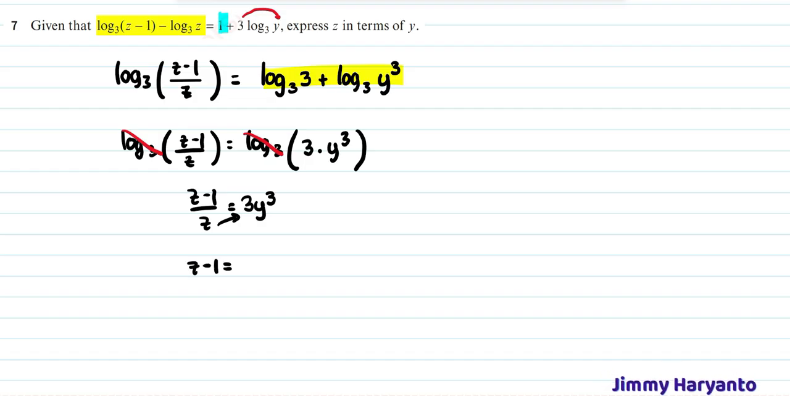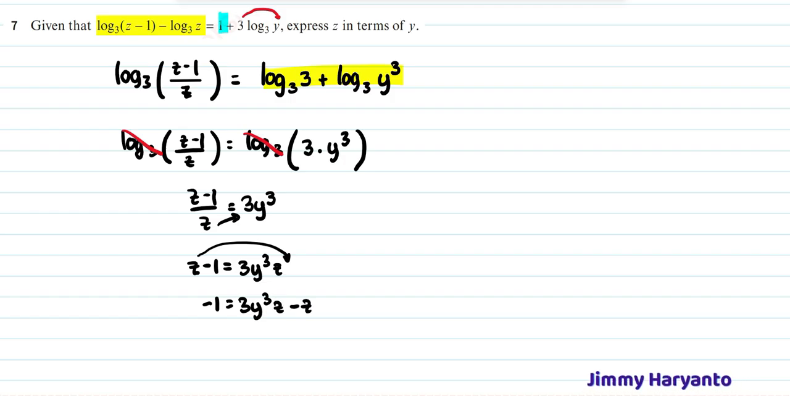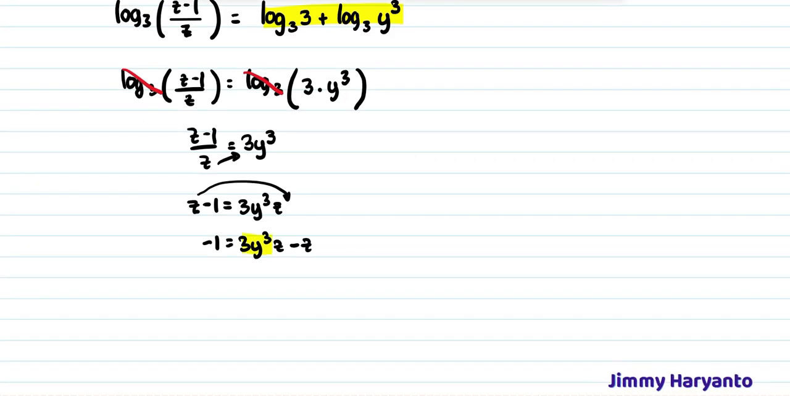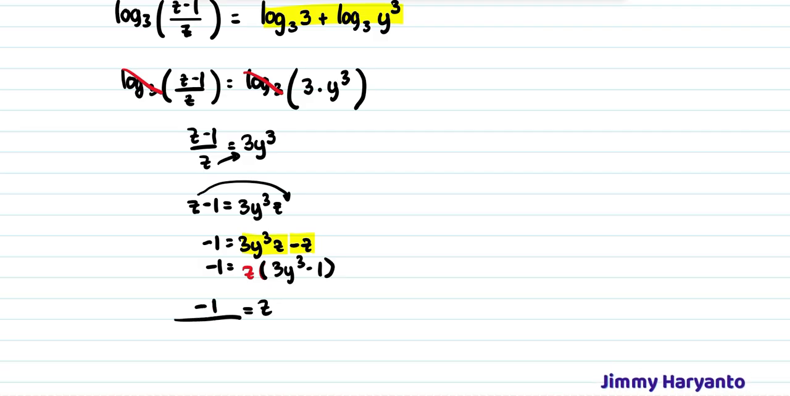Z minus 1 equals to 3y cubed z, and then I will move this z to the right hand side. You'll have negative 1 equals to 3y cubed z, and then minus with the z, and then since we cannot subtract this one, we have to factorize the z. So you have negative 1 equals to z, open brackets, 3y cubed minus 1. That means the z equals to negative 1 over 3y cubed minus 1. So this is the final answer.